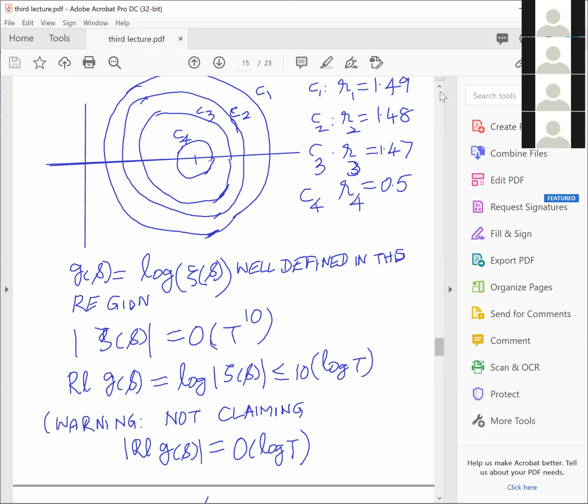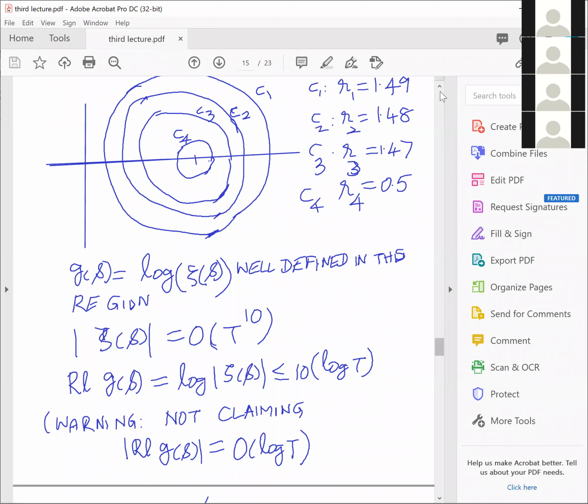I am not getting a bound for the modulus of real G(s). Because in order to get a bound for the modulus of real G(s), I should say not only that zeta s is not big, I should also say the zeta function is not too small. The only assumption which I have made so far is that the zeta function is not equal to zero.